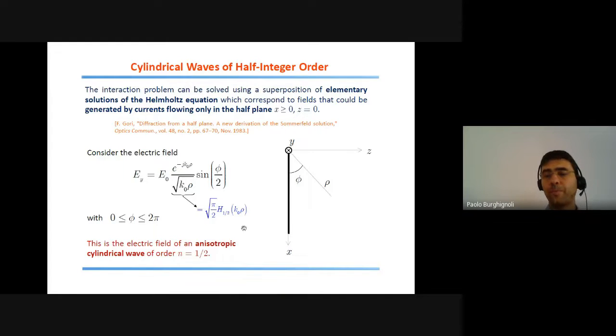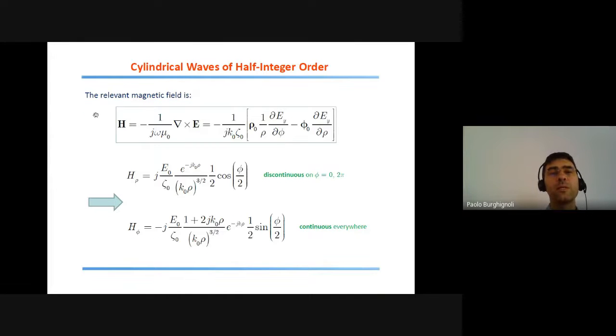The order of this cylindrical wave is also the order of the Hankel function. It's 1/2. Let us examine the main features of this elementary wave by calculating its magnetic field from the first Maxwell equation. We find that the magnetic field has two non-zero components in cylindrical coordinates. They are h rho and h phi. In particular, h rho has the expression reported here, where you should focus your attention on the dependence on phi, which is the cosine of phi over 2, whereas h phi has the same dependence on phi as the electric field. That is, we have the sine of phi over 2.